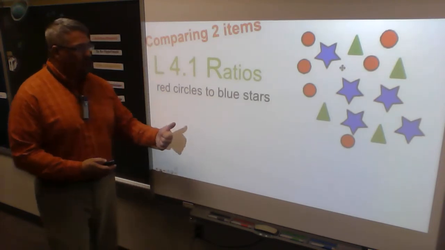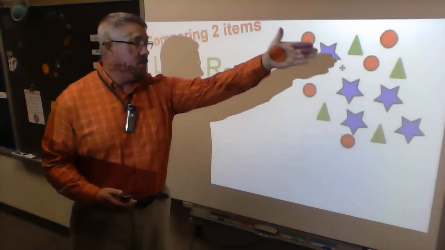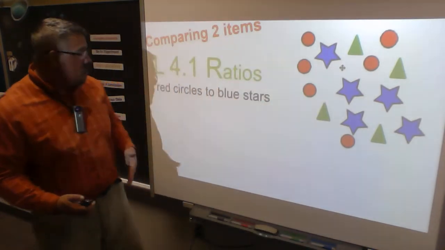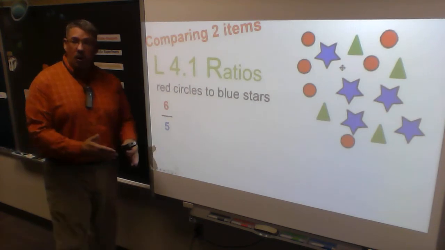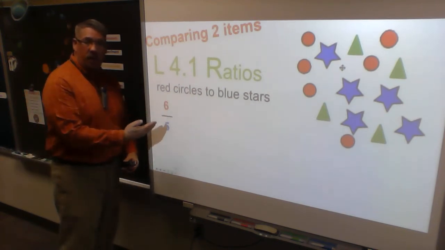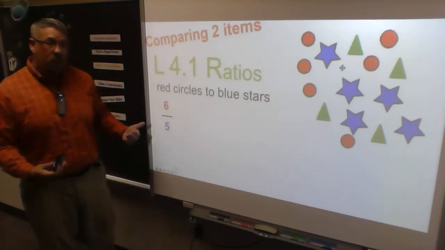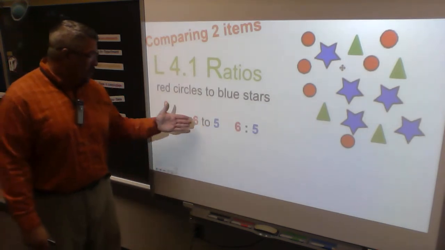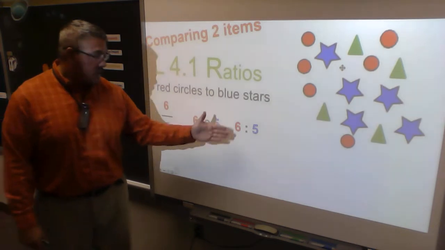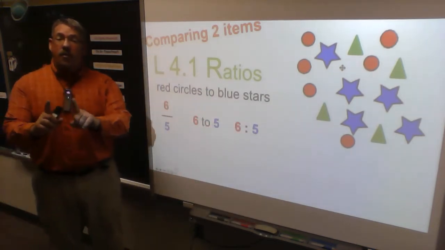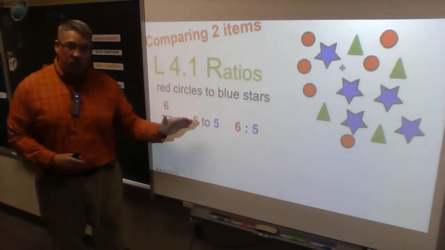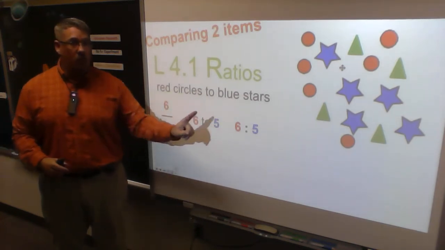So how many red circles are there? 1, 2, 3, 4, 5, 6. Compared to blue stars, 1, 2, 3, 4, 5. So I know that my ratio is 6 to 5. Or if you don't like it in that form, then I can use one of the other two: 6 to 5 or 6:5. If the directions say write all three ways, you have to show me all three ways. Each of those will be worth a point.